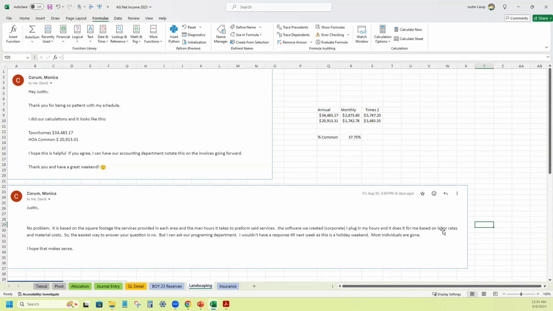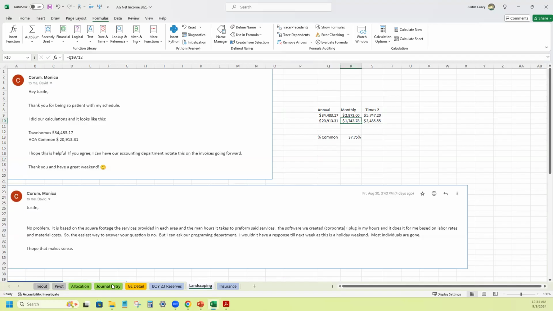So you can read this email if you'd like to pause the video and read the email, but I basically asked, can you give us the calculation files behind the 3443 and the 2913? And she said she can ask DevOps, but I didn't go to that level of detail because this is reasonable and in line with what we got from US Lawns.